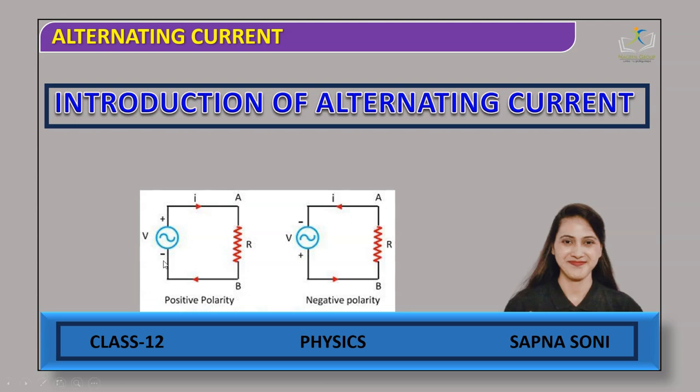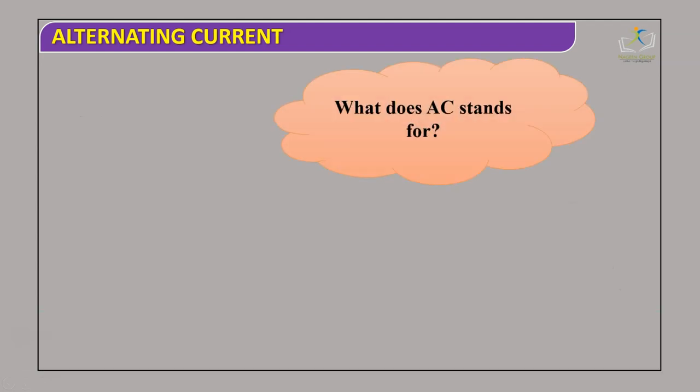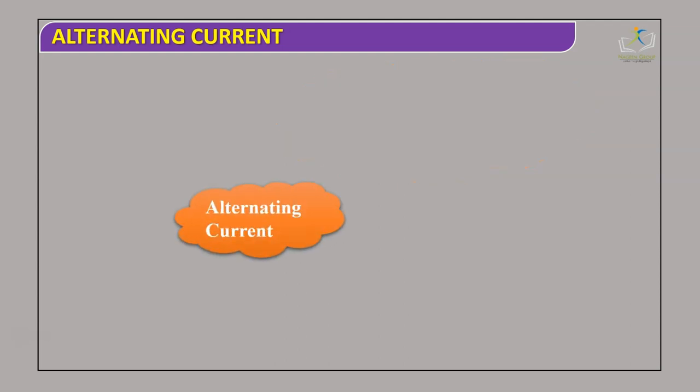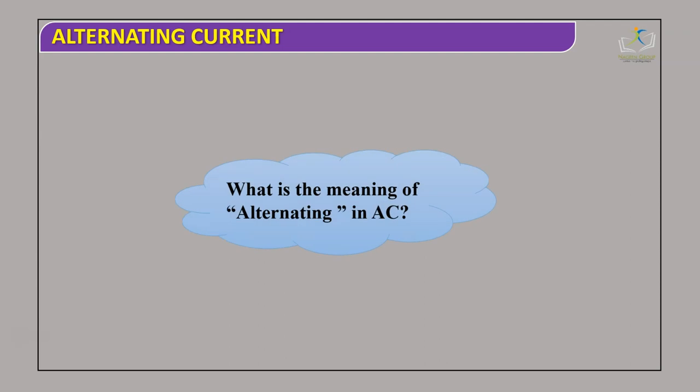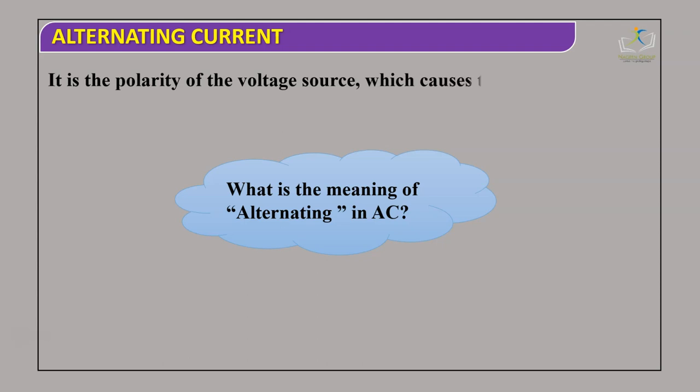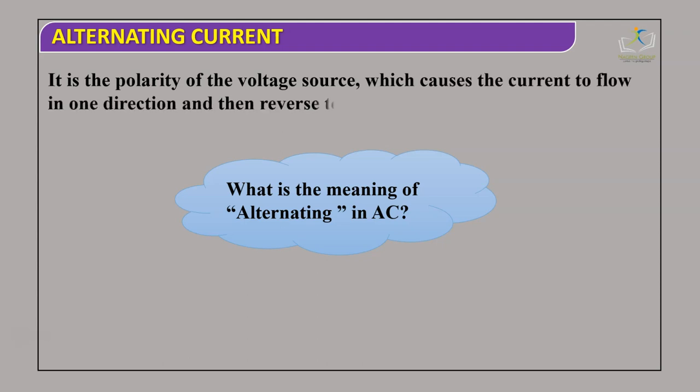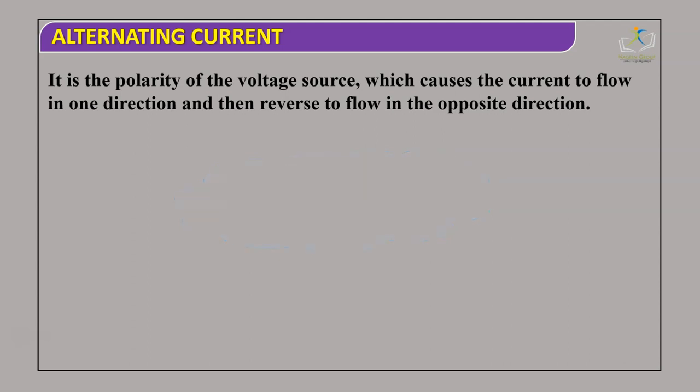Welcome students. So now we are going to start the introduction of alternating current. What does the AC stand for? Alternating current. What is the meaning of alternating in AC? It is the polarity of the voltage source which causes the current to flow in one direction and then reverse to flow in the opposite direction.